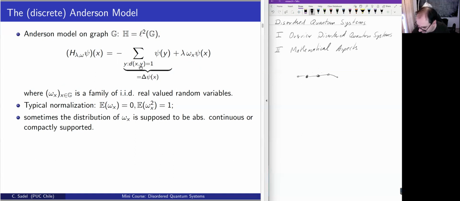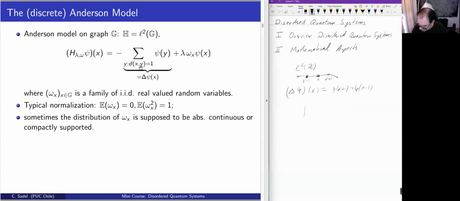And if you take, for instance, let me do an example here, the space L2 of Z. In that case, the Laplacian of psi at x, you take the sum over the neighbors. Now for x, you have just 2 neighbors, right? x plus 1 and x minus 1. So in this case, you have that adjacency operator. Okay, so that's the kinetic term.